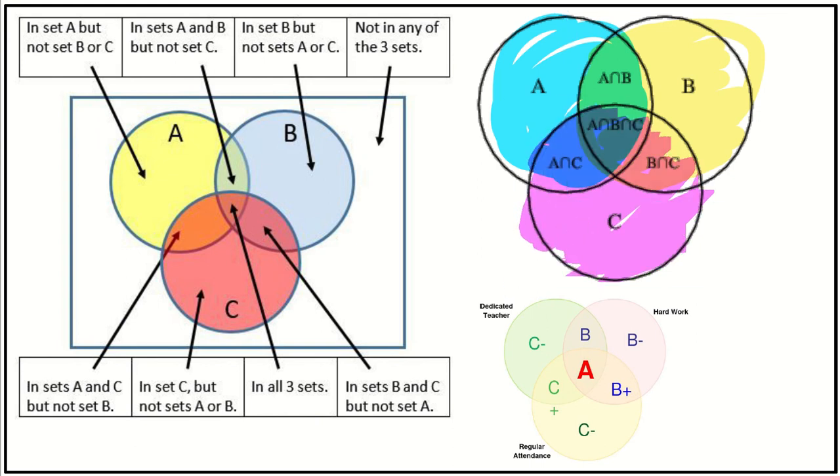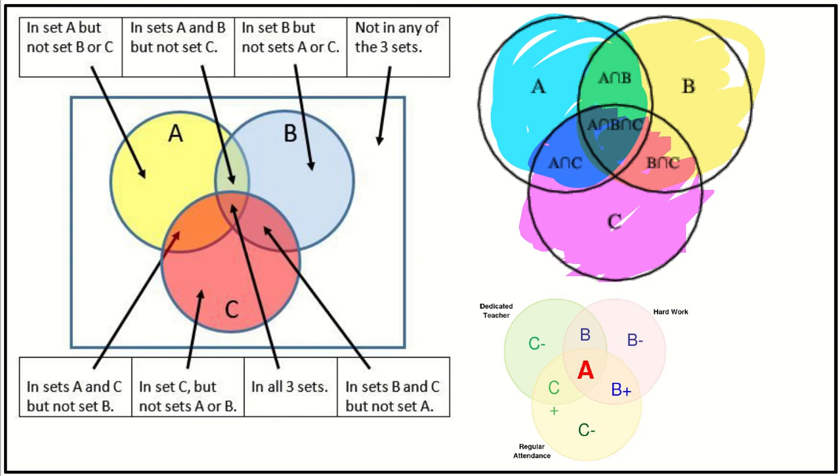So there's an area that I've shaded in 3 times, which is all three sets, A and B and C. I've got an area which is just A and B, and then I've got just A, just B. I've also got A and C, B and C, and just B, just C, and what's outside.